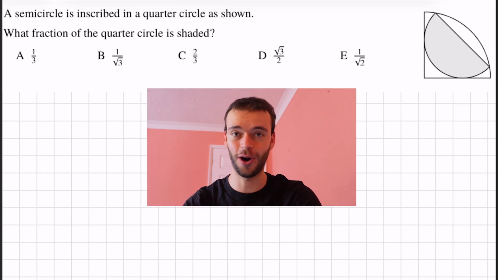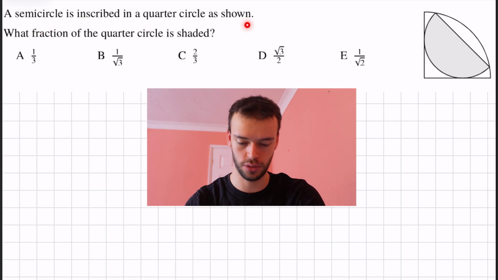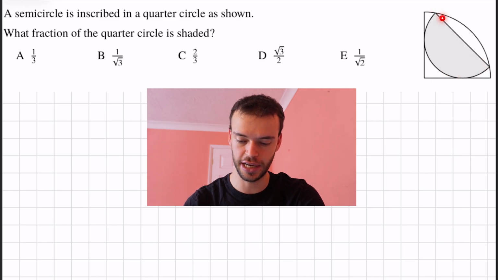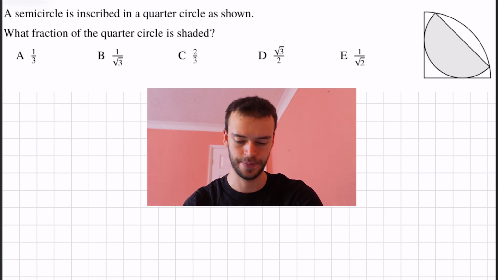Today is a very hard question. Let's have a read of it together. A semicircle is inscribed in a quarter circle as shown. What fraction of the quarter circle is shaded? So we basically need to find this shaded region as a fraction of this entire shape. Have a go at that, pause the video, and then afterwards we'll try and work it out together.